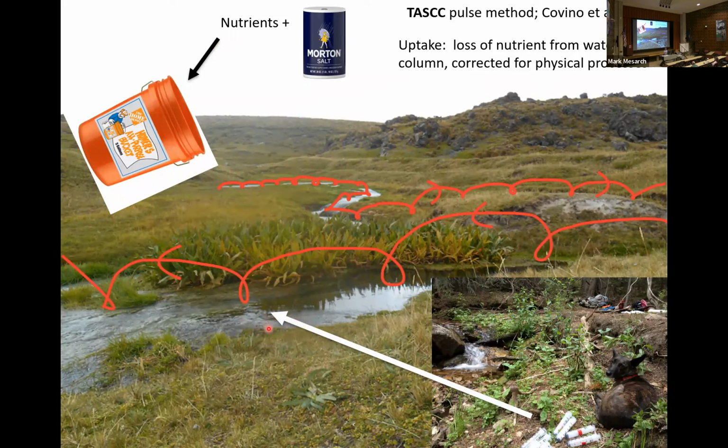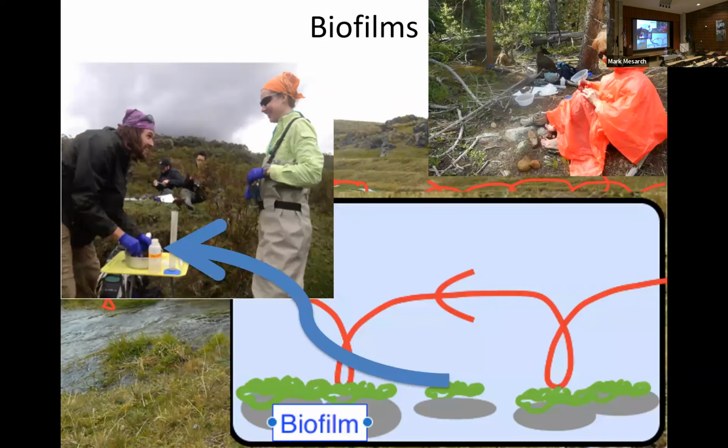You can do a mass balance of this, but I was using the TASCC method, which is the tracer and spiraling curve characterization method by Covino et al., which is just a modification of that. I'd be happy to talk about it more later. And basically any loss of nutrient from the water column that isn't accounted for by the conservative tracer, we attribute to biological uptake.